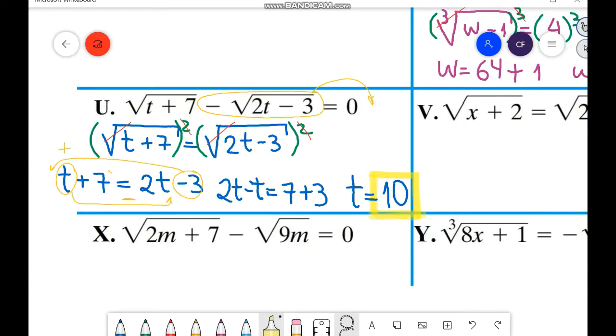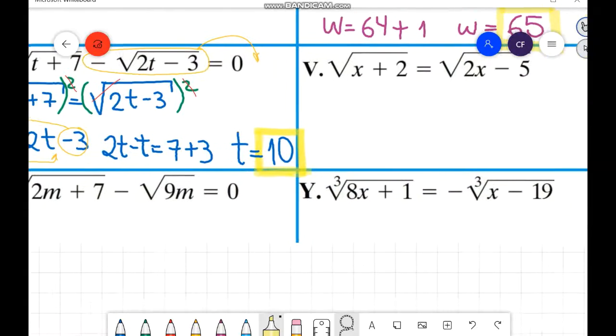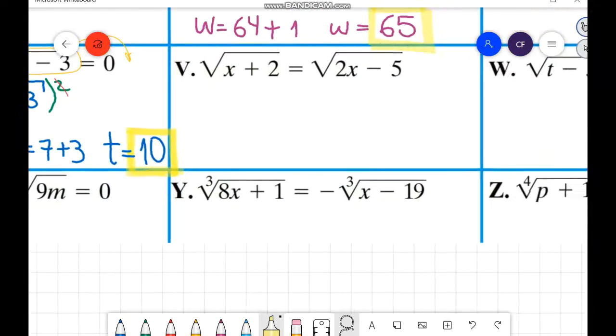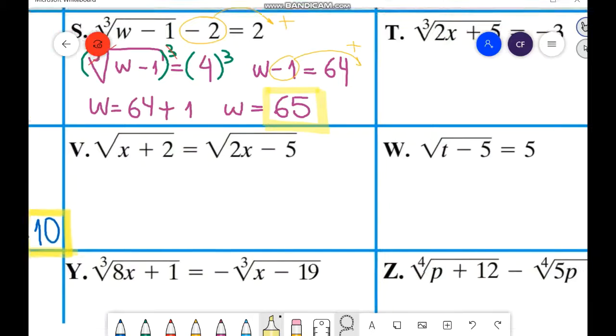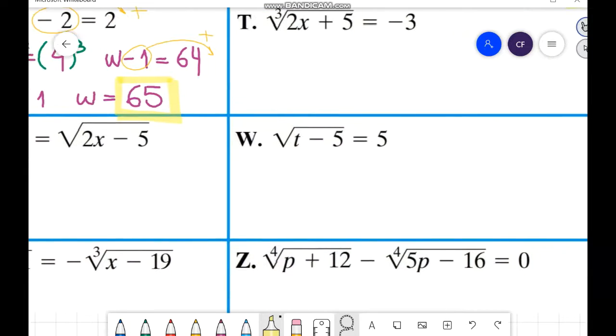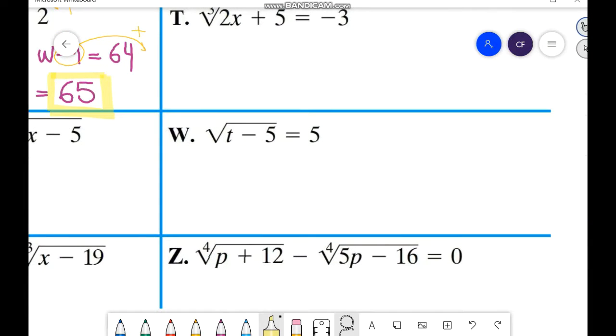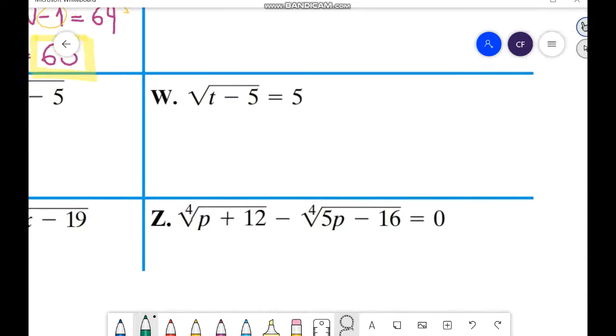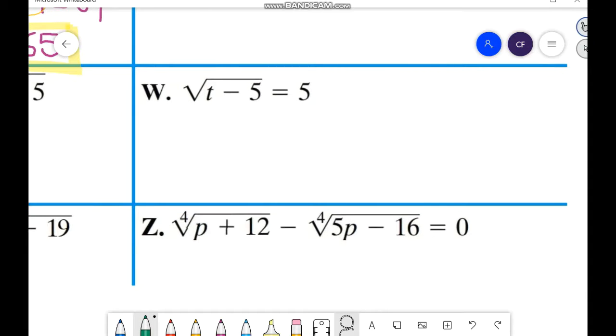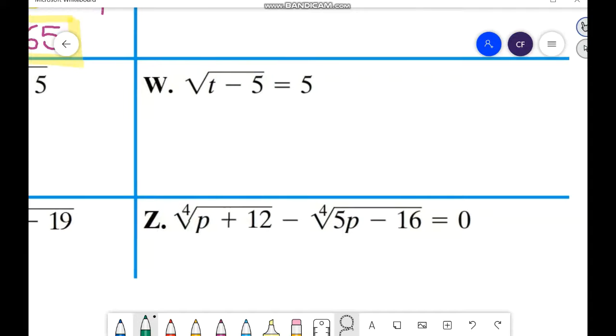Again, if you have questions, type in the chat. I'm going a bit faster because I want to cover all the questions, or most of the questions. I'm not going to cover all the questions, actually. I'm going to cover most of the questions. And because there are similar questions, you can apply and connect. And now let's work on letter W.